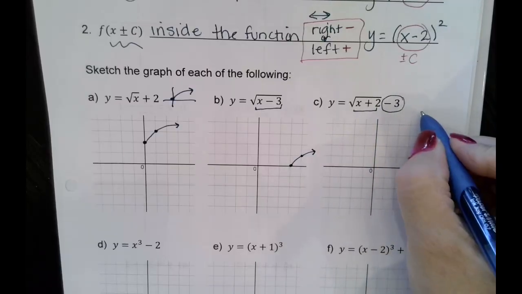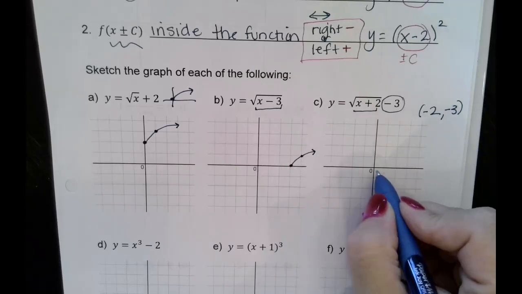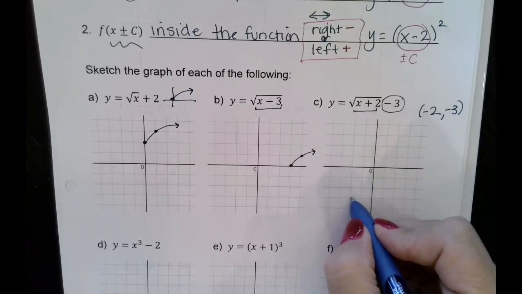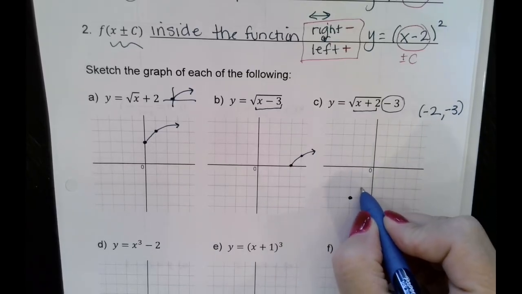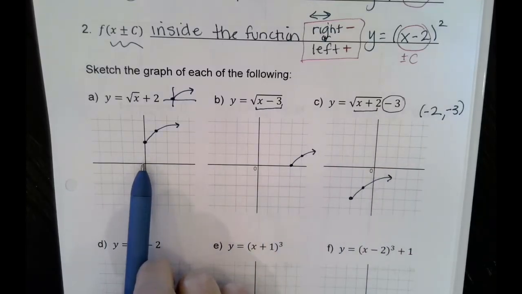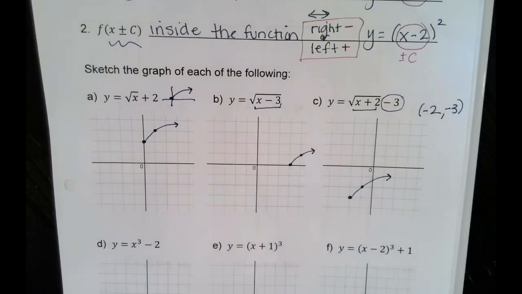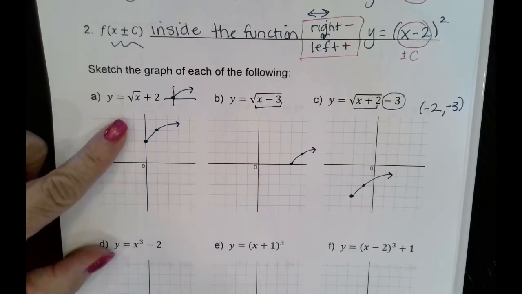So I'm going to go left by 2 and down by 3. So my starting point, left by 2, down by 3, and then I go up 1, and my function still looks like this. So what you'll notice is if I'm going up, if I'm going left or right, or if I'm doing both, the shape of my function is never going to change. It's going to look like a square root.